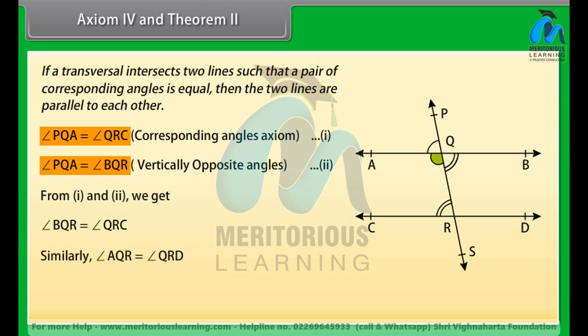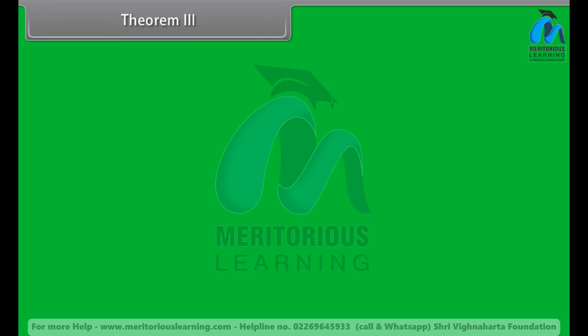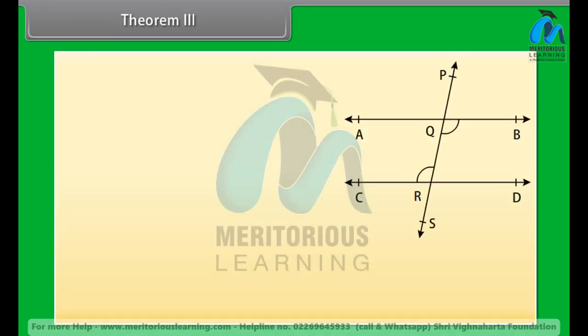Similarly, angle AQR is equal to angle QRD. This result can be stated as a theorem, which is, if a transversal intersects two parallel lines, then each pair of alternate interior angles is equal. Theorem 3. Now, using the converse of the corresponding angles axiom, we can show the two lines parallel if a pair of alternate interior angles is equal.